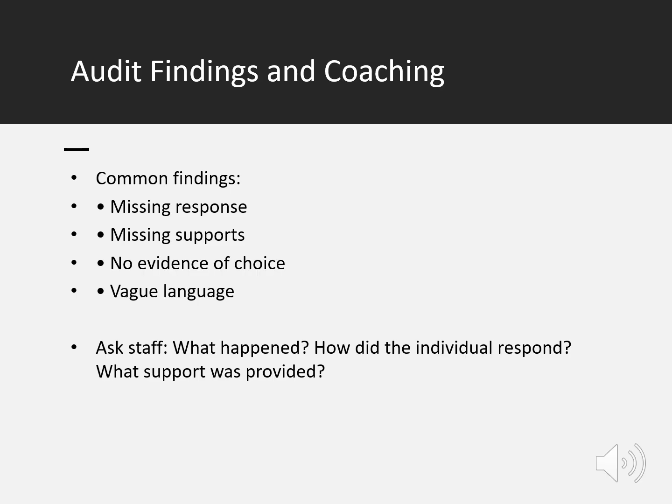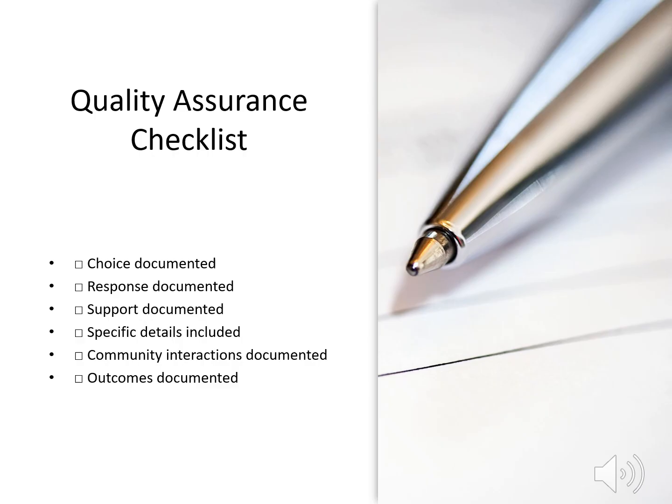Audit findings in coaching. Common findings: missing response, missing supports, no evidence of choice, vague language. Ask staff: what happened? How did the individual respond? What support was provided? Quality assurance checklist: choice documented, response documented, support documented with specific details included, community interactions documented, outcomes documented.